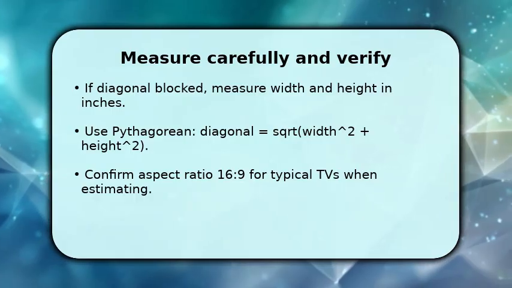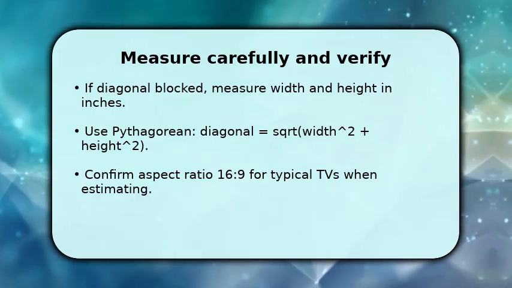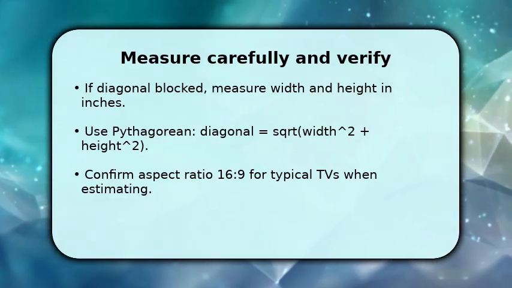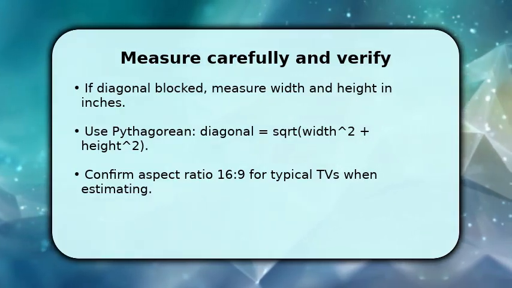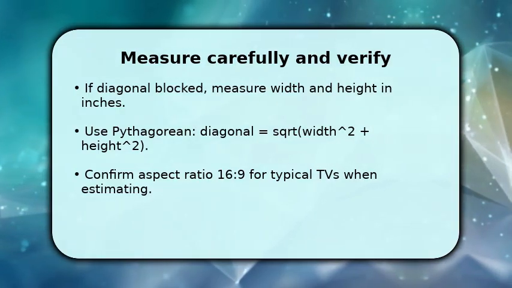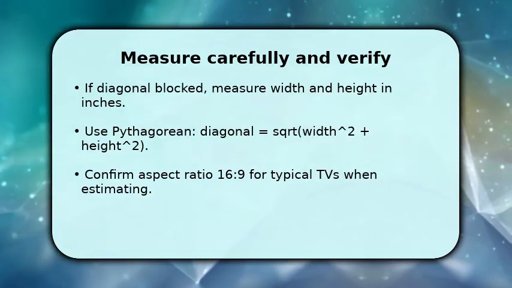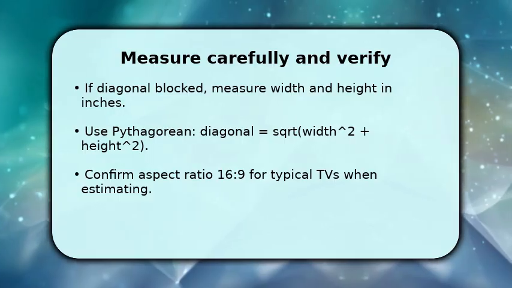You use the Pythagorean formula because a TV screen is a rectangle. Diagonal equals the square root of width squared plus height squared. For most modern sets, knowing the aspect ratio is 16:9 helps verify your numbers because that ratio constrains width and height for a given diagonal.